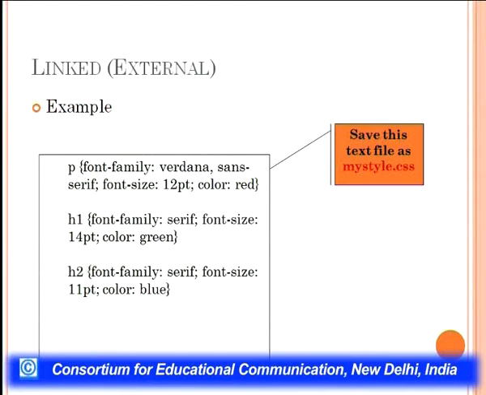In this you have defined the style elements, like the style for the p tag. You are specifying the font family as Verdana or sans serif, font size 12 point and color red. For H1 you are giving the font family as serif, font size 14 and color green. For H2 you are giving serif, font size 11 and color blue. So you have defined all these style elements in a file and saved it within the folder with the name mystyle.css.